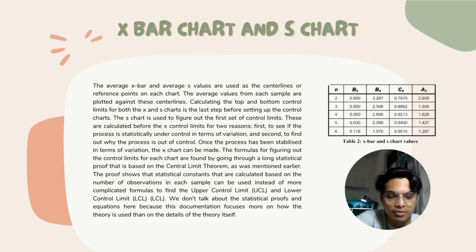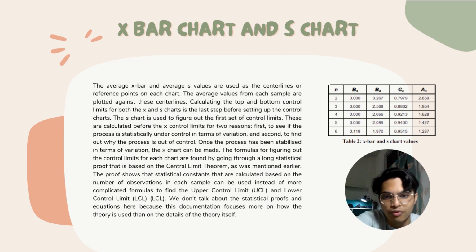These are calculated before the X control limits for two reasons. First, to see if the process is statistically under control in terms of variation, and second, to find out why the process is out of control. Once the process has been stabilized in terms of variation, the X chart can be made.